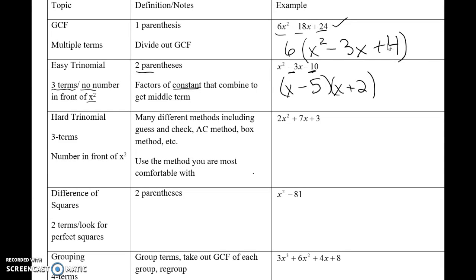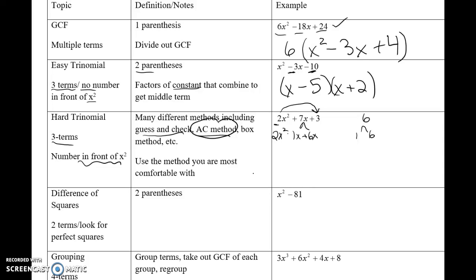Next, we're going to look at hard trinomial. Again, this will be 3 terms, but this time we're going to have a number in front of the x squared. There are many different teaching methods, so you're going to want to choose the one that you're most comfortable with. There are methods like guess and check, AC method, which is like first times last, box method, and others. I'm going to show the A times C method, or the first times last method, for our example here. So you take the first coefficient and multiply it by the constant term. That gives us 6. Now you want factors of 6 that add to the middle term 7. Those factors will be 1 times 6. So we're going to split the 7x into 1x and a 6x. And it doesn't matter which one comes first.